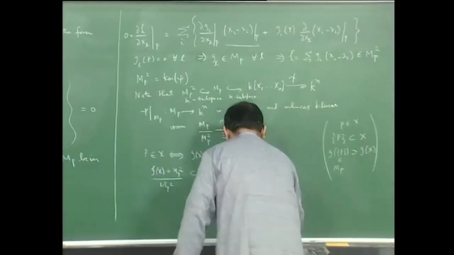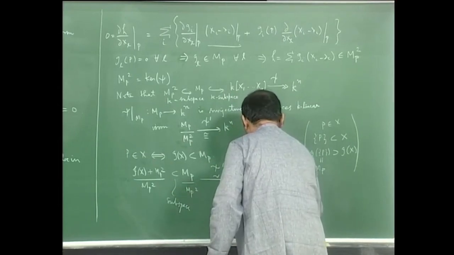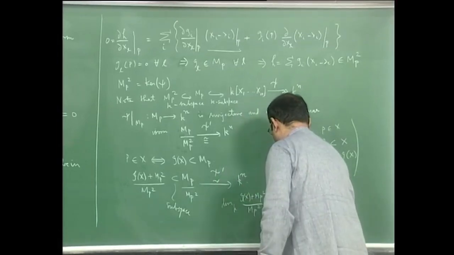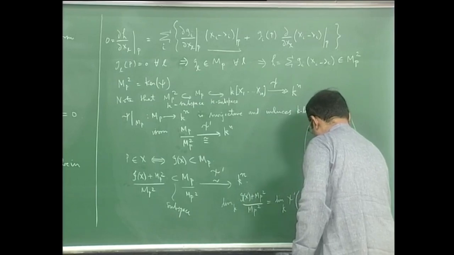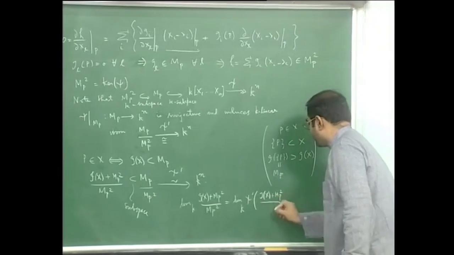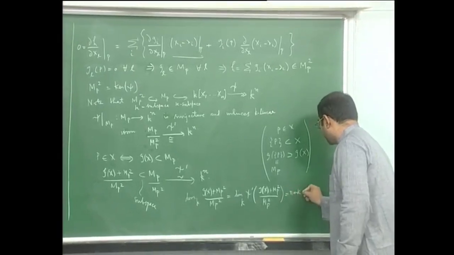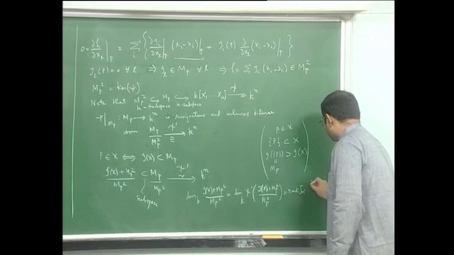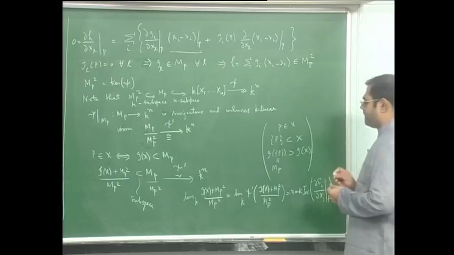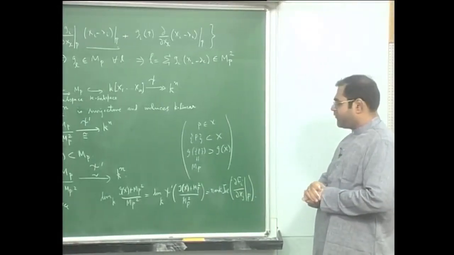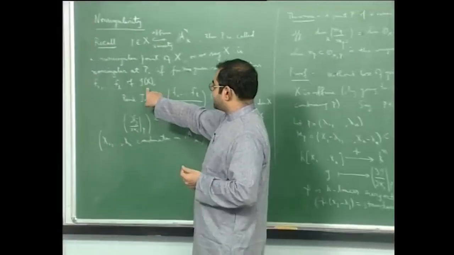So the moral of the story is that the dimension over k of (I_X plus MP squared) by MP squared is equal to the dimension over k of psi prime applied to (I_X plus MP squared) over MP squared. And this is equal to the rank of the Jacobian matrix, the partial of f_i by partial x_j at P, where f1, f2, etc. up to fl are a set of generators for the ideal of X, as here.